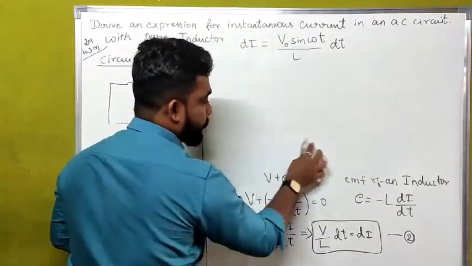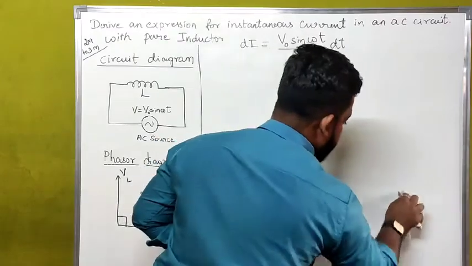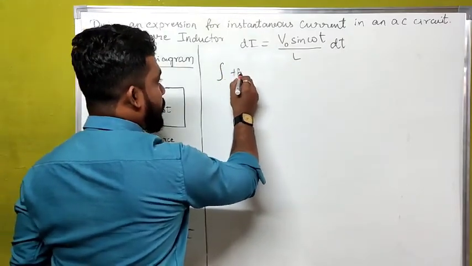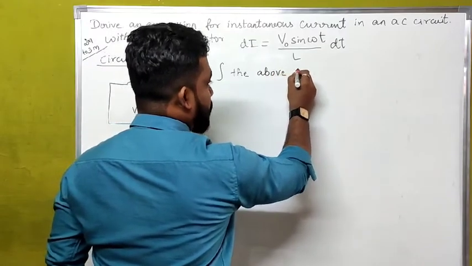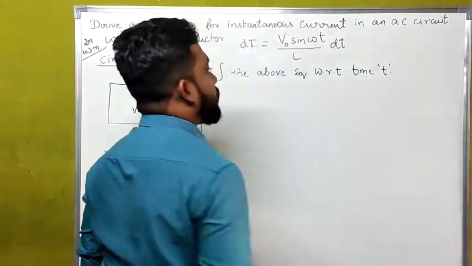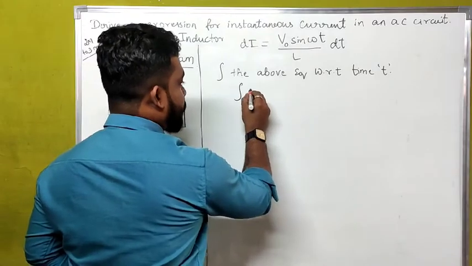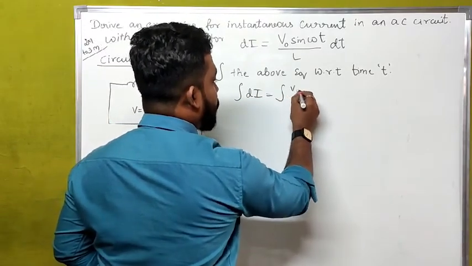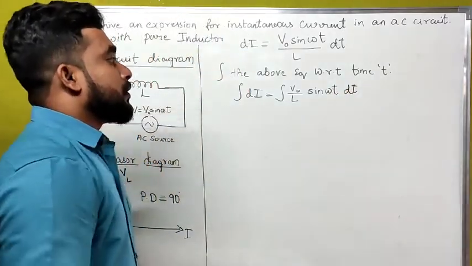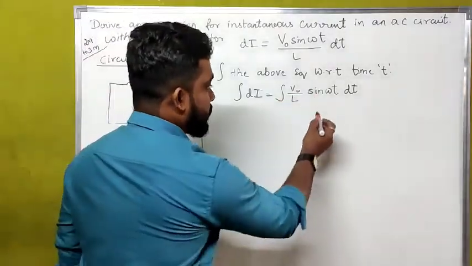what will we get? Let us see. If we integrate the above equation with respect to time t, then what we will get is the integral of di is equal to the integral of V naught divided by L into sin omega t into dt. That is the expression.